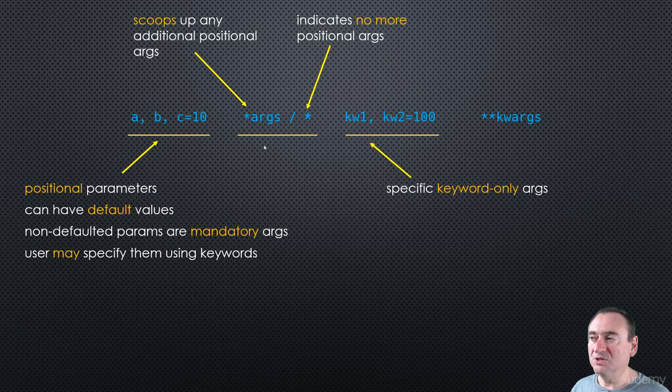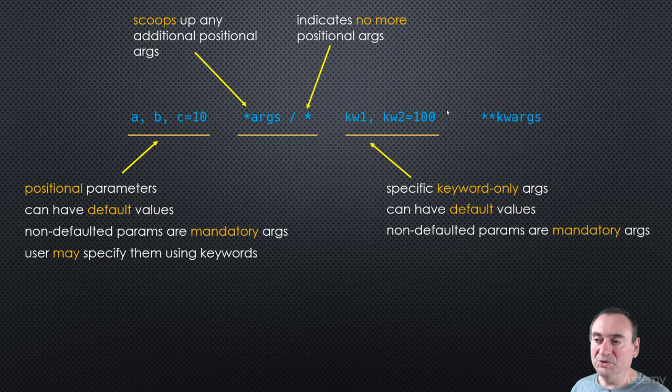So after we've exhausted the positional arguments, either using star args or star, then come the keyword-only arguments. And they can be specifically named as well. We have KW1 and KW2, which are 2 specifically named keyword-only arguments, which means that the user will have to call it using a keyword argument. Now they can have default values, such as this one here. So of course, if a keyword argument has a default value, it is not mandatory. You don't have to specify it when you call the function.